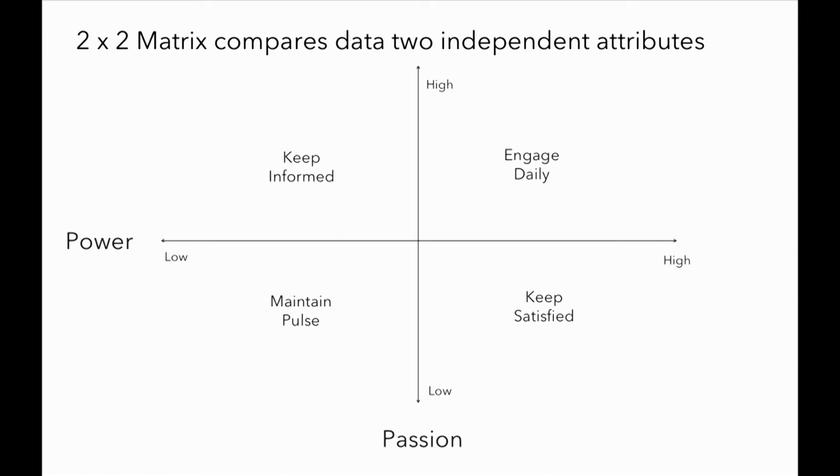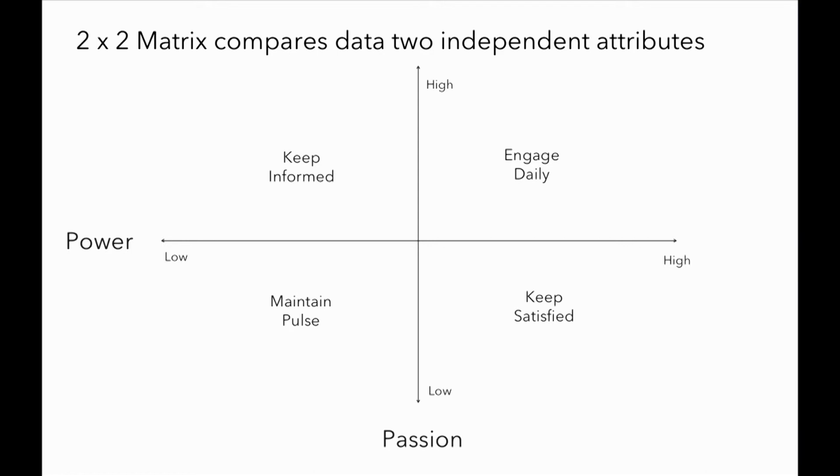So she thought, what are the two critical attributes? In her mind, they were who has power in the organization and who has a passion for the topics on the community blog. So on the x-axis, she put power, and on the y-axis, she put passion. And as you'll see, she then tried to think, who are people with high passion and high power? Well, those are the people we want to engage daily on the blog. The people with low passion and high power, well, we'll keep them satisfied. And then the people with low power and low passion will maintain the pulse.